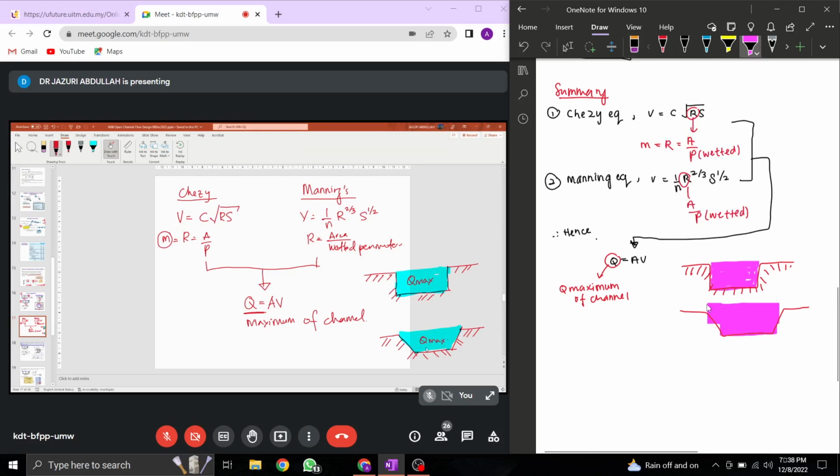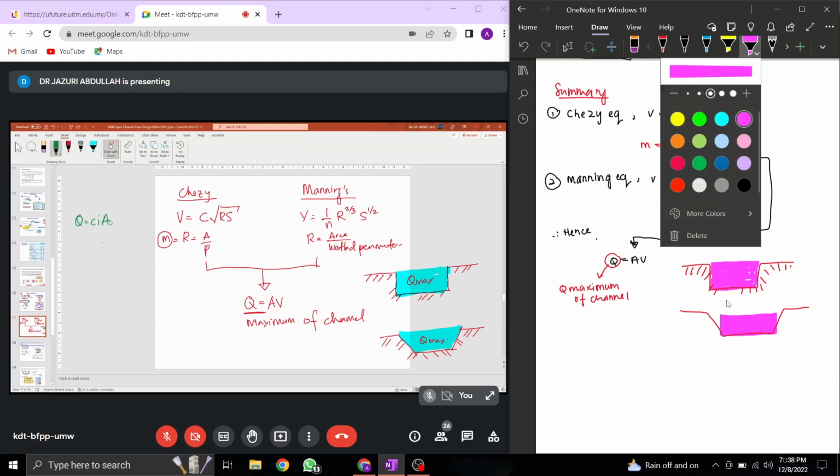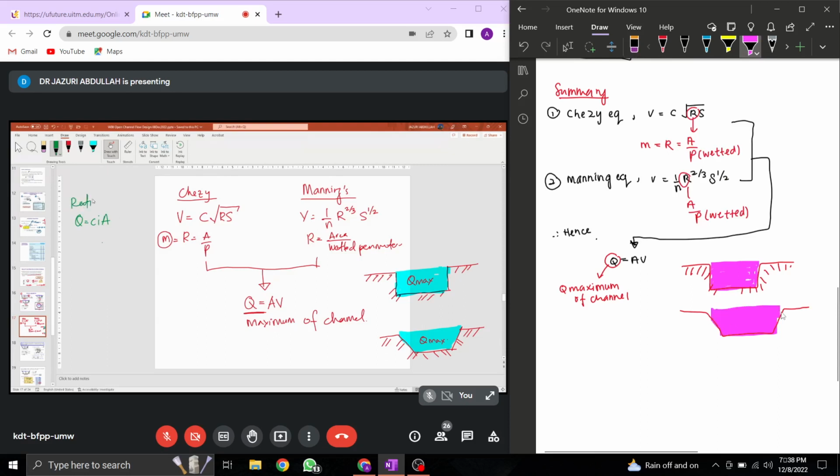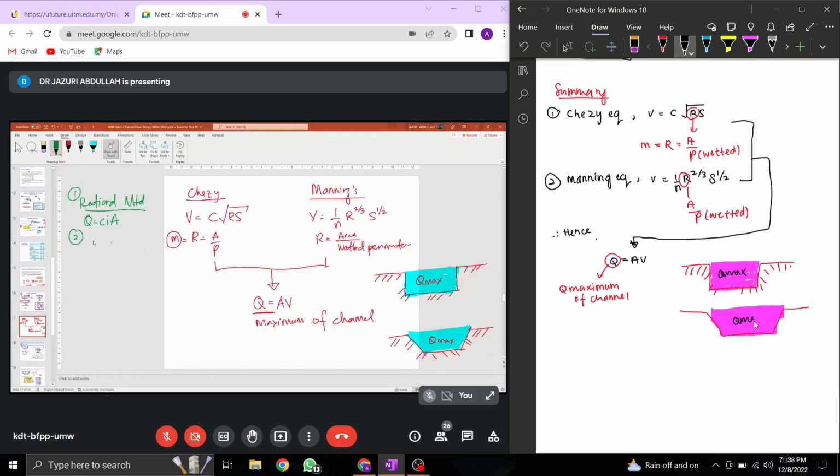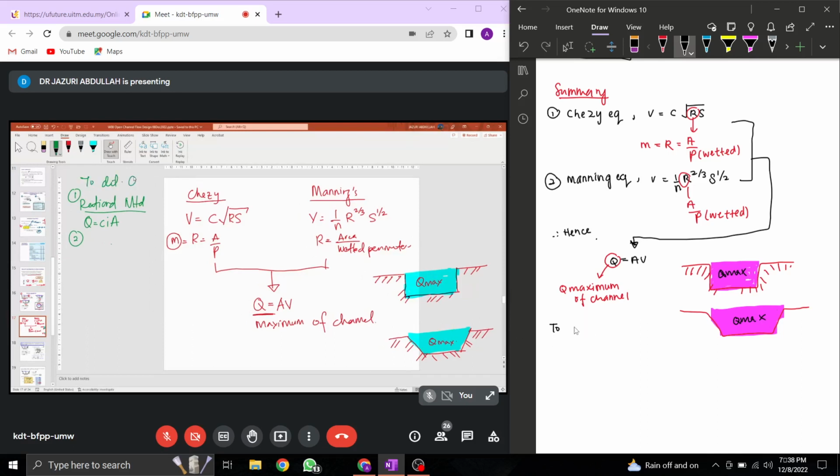Okay, so basically if you still can recall, sebelum ni kita gunakan Q equal to C kalikan I kalikan dengan A. So this is the rational method. Okay, and then kita ada juga method yang lain to determine Q. Based on, if I'm not mistaken, kita ada hydraulic and hydrologic routing. Kita panggil dia flood routing.